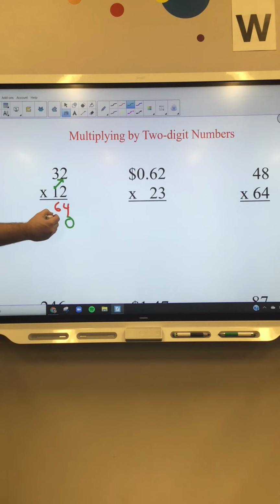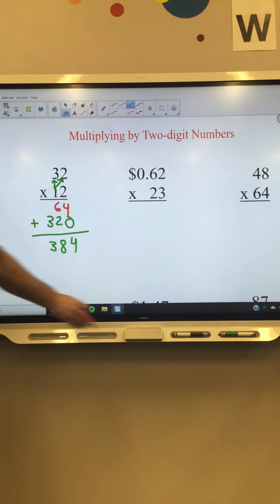So now I go 1 times 2 is 2. In other words, 10 times 2 is 20. And now I can do 1 times 3 is 3. But really it's 10 times 30, which is 300. That's why it's in the 300 spot. And now I just add all this stuff up together. Total of 4, total of 8 tens, total of 300s, 384. Make sense?